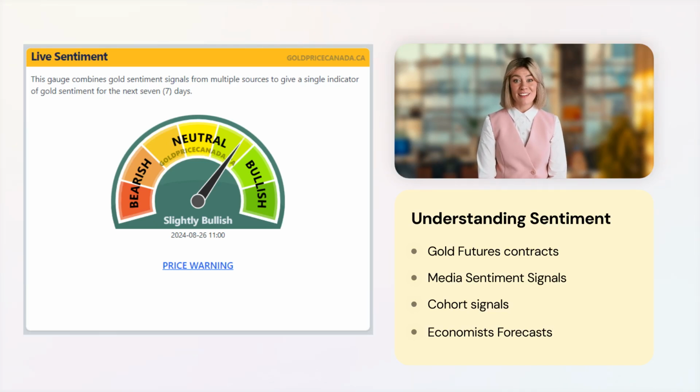forward for 7 days. When gold is in extremely bearish territory, this could be a buying signal. And when gold is extremely bullish in our chart, we see this as a possible signal to sell. And before using our gold sentiment indicator, please read our price warning disclaimer.